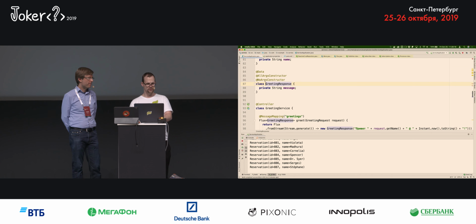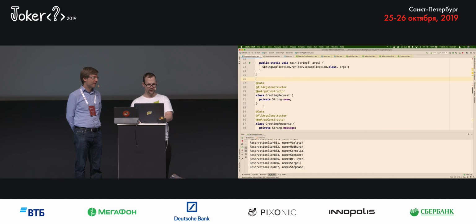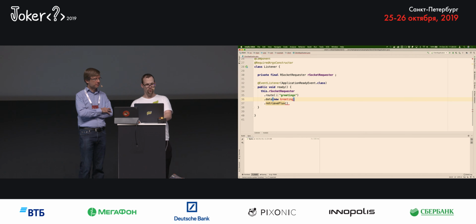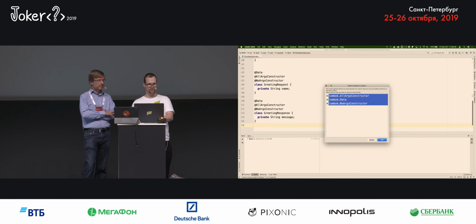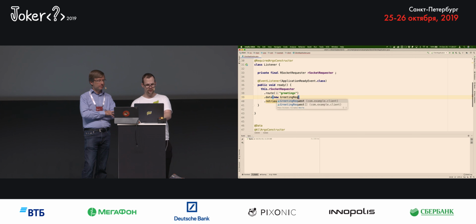So here's my greetings request and my greetings response. These are the two things we're going to send across the wire. I'm just going to use them as a DTO. We're going to say new GreetingsRequest, and we're going to pass in a name. Okay, so let's see, what's a good name that we could use?